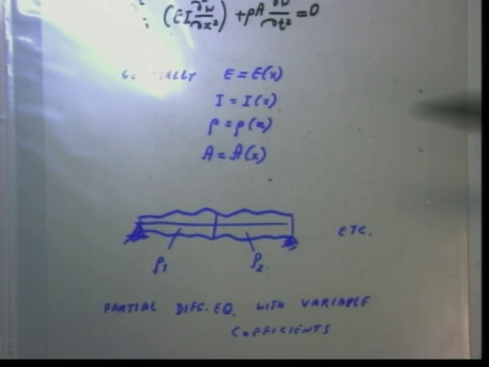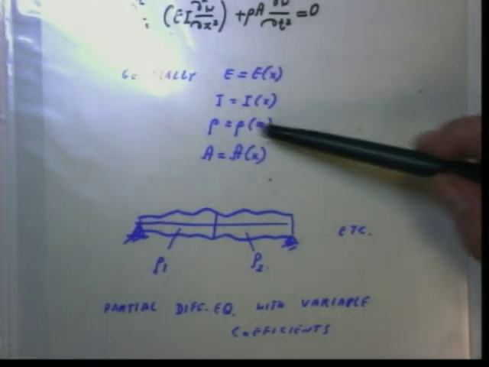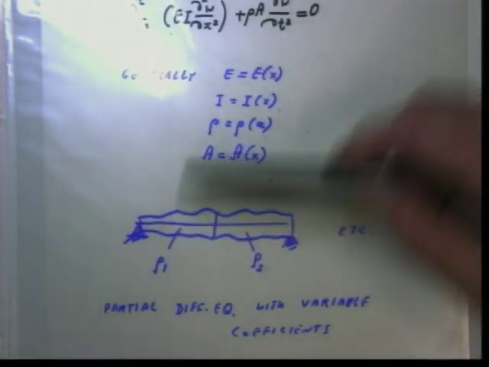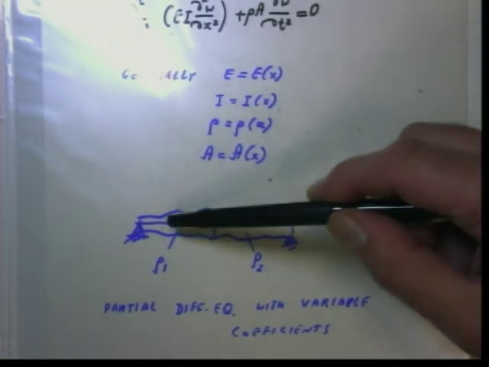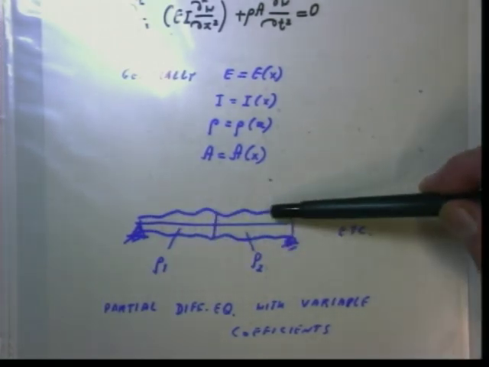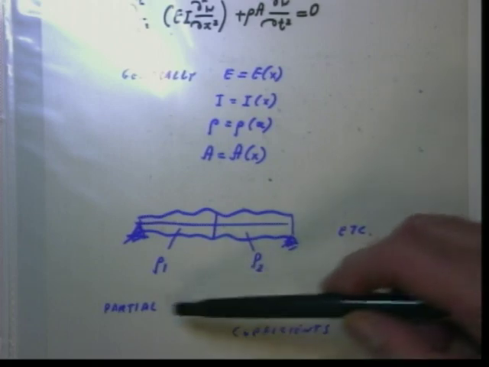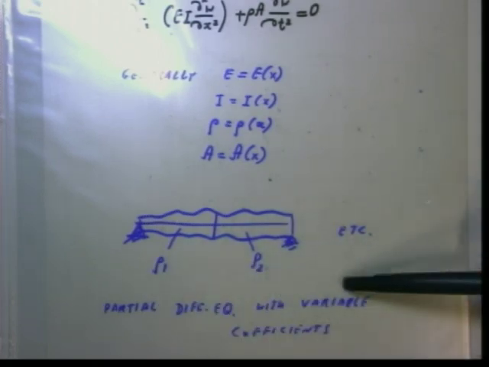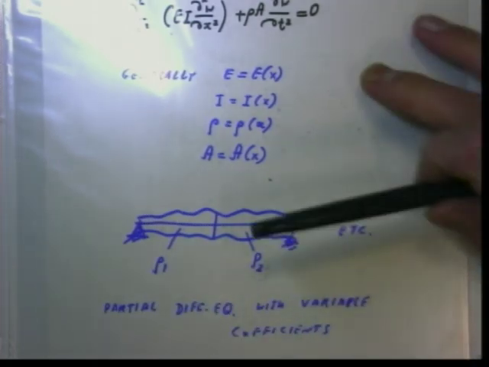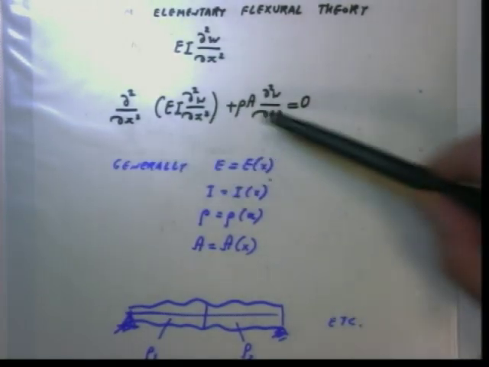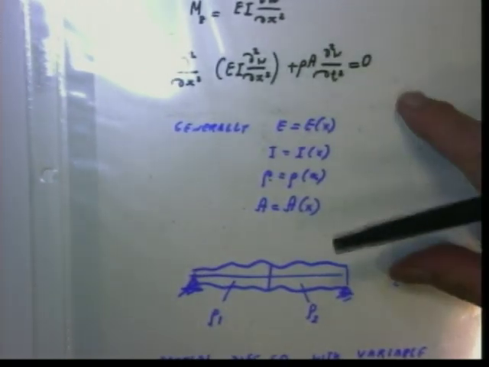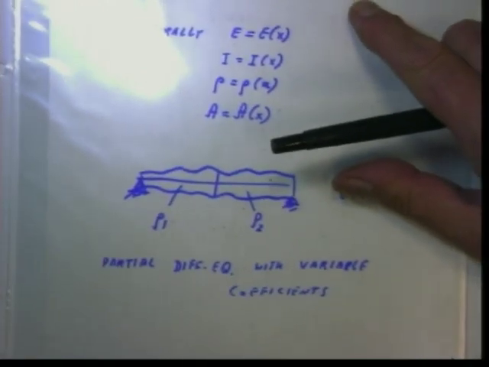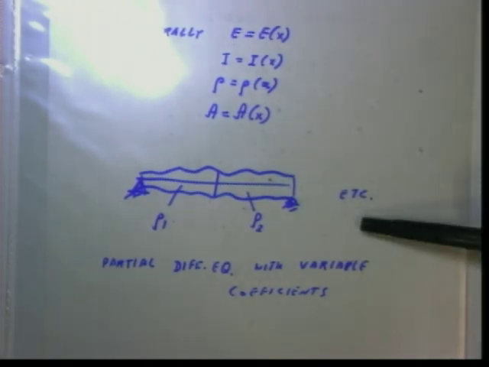This we know. Now, generally all of these quantities change: mass density changes, cross-sectional area changes. So for example, here we can have rho 1, here rho 2, etc. So this is generally a partial differential equation with variable coefficients. This is partial because there is x and t. It's a differential equation because the unknown function is under derivatives, with variable coefficients.